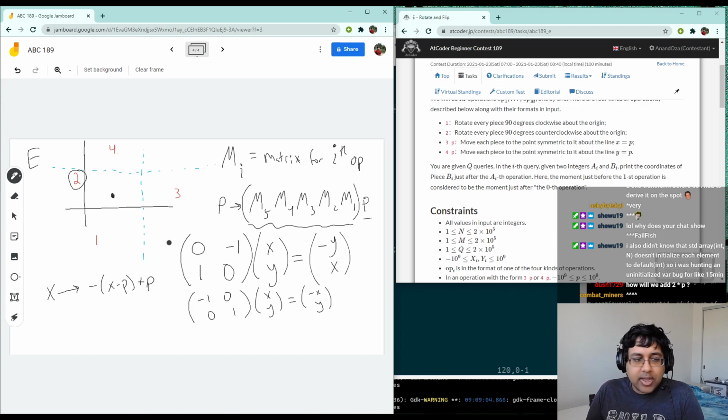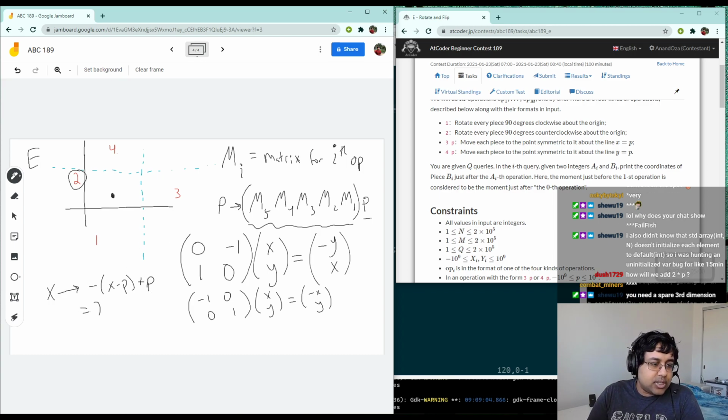So you can think about this as, and then this is just equal to 2p minus x. The way that I came up with this is you can imagine shifting the whole plane over by p, and then reflecting x over the y-axis, like the x equals 0 line, and then shifting it back.